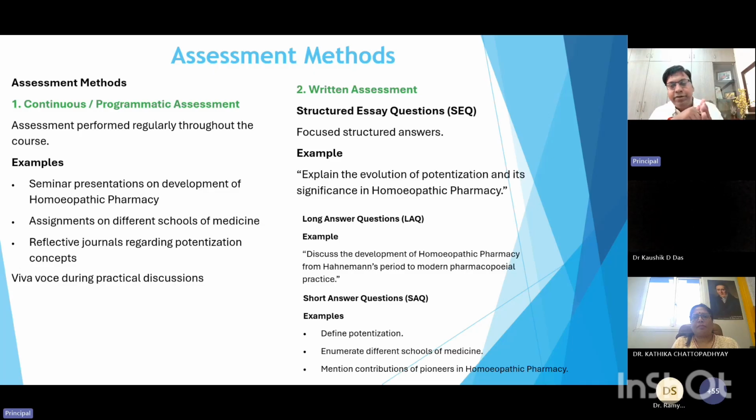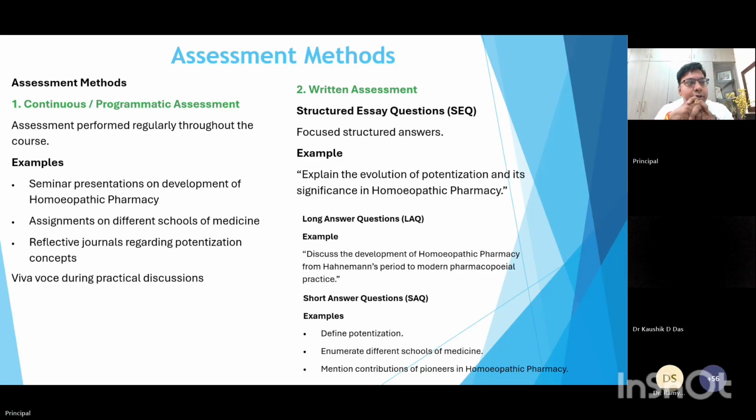Then comes written assessment, which is ACQ. It is written there, you can see. If not under this topic, then maybe in some other chapters or under some other topics, under the assessment methods, you will find this technical term ACQ. So what is ACQ? How is it to be conducted? You can see here with the help of an example. Structured ACQ is structured essay question. Example: explain the evolution of potentization and its significance in homeopathic pharmacy.